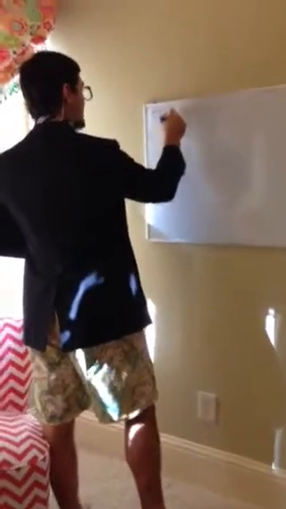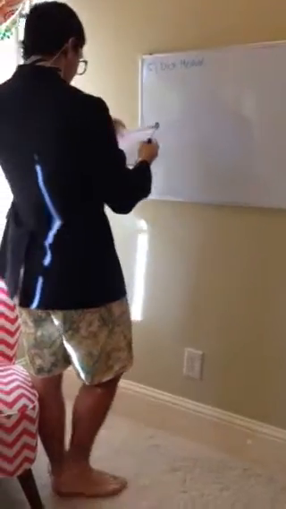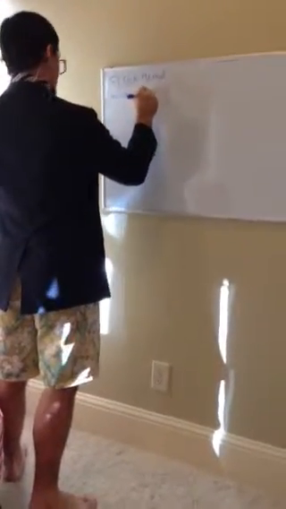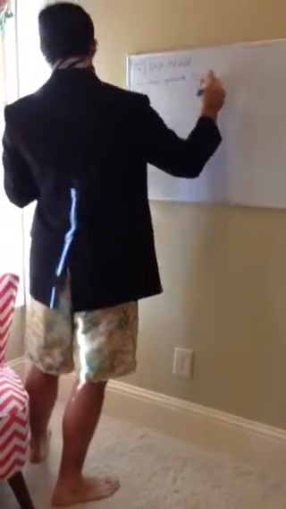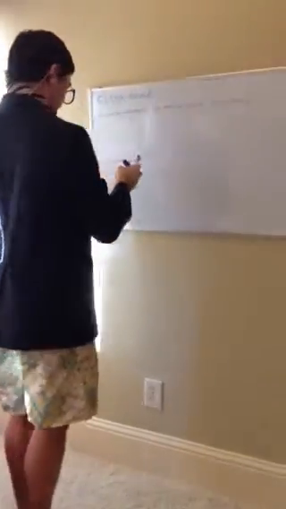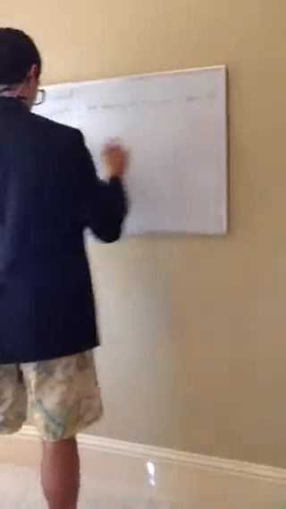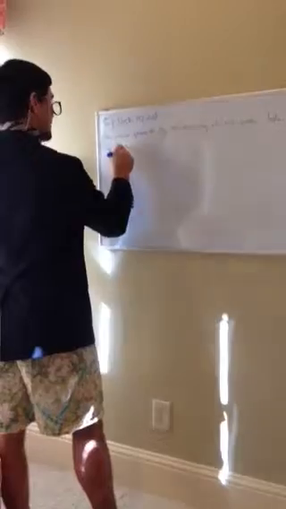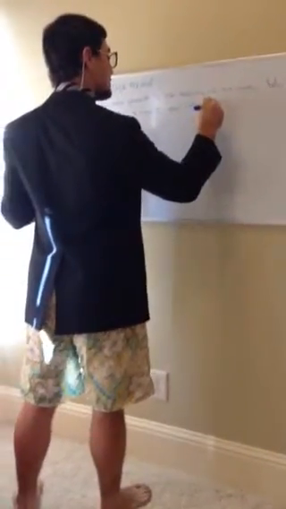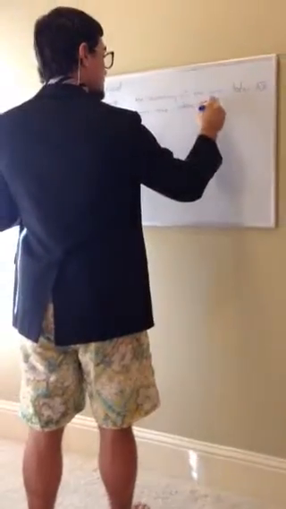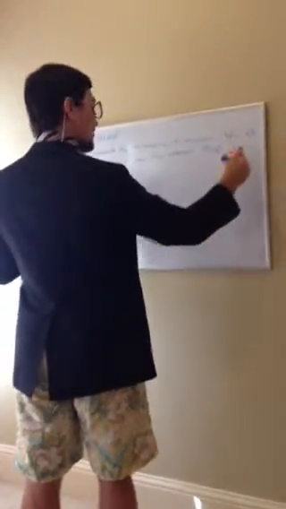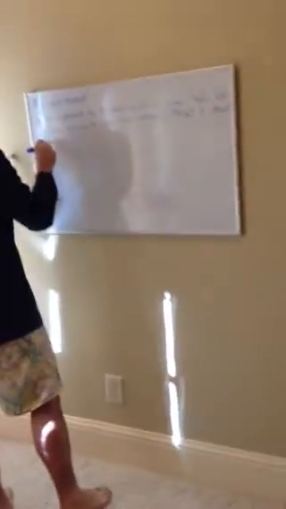We are dealing with the disk method. We are given the problem: find the volume generated by the revolving of the area between root x and the x-axis on the interval 0 to 1 about the x-axis.